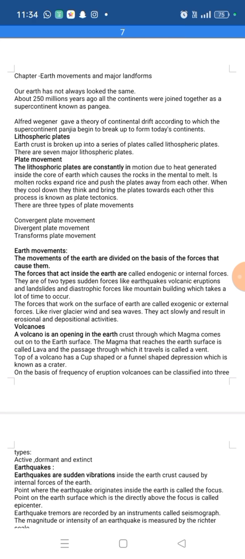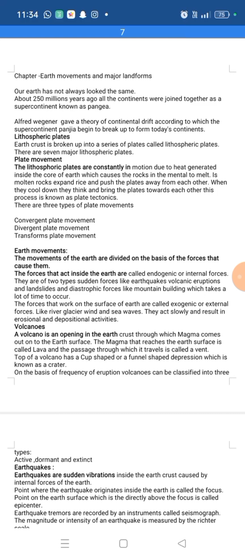So, what we know about the earth today, did we know about it earlier also? No, our earth has not always looked the same. Alfred Wegener put forward a theory of continental drift. According to this theory, all the continents were joined together as a supercontinent known as Pangaea, right? According to him, Pangaea began to break up 225 million years ago and eventually fragmented to form today's continents.